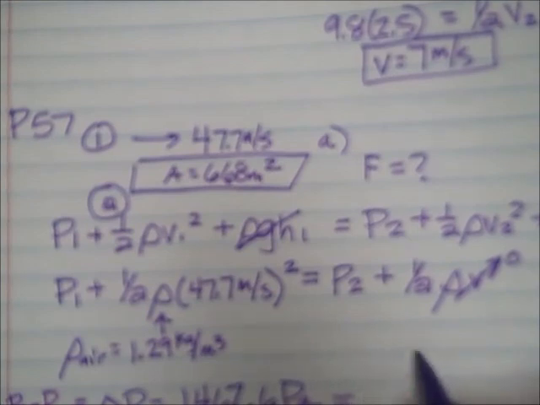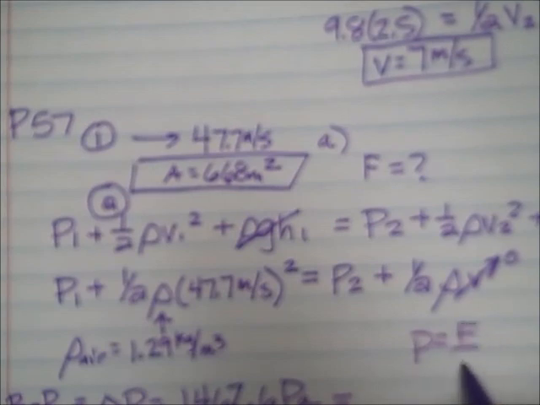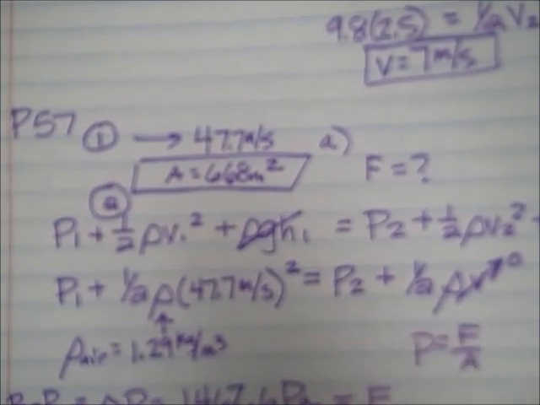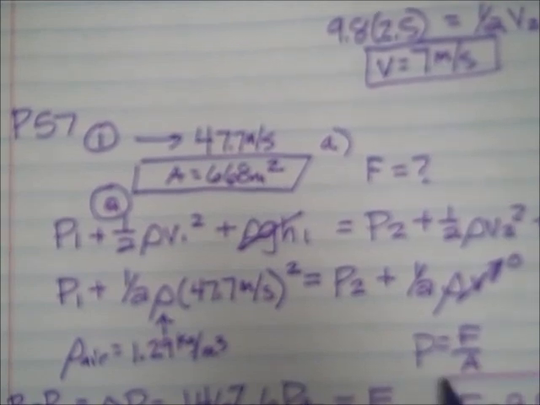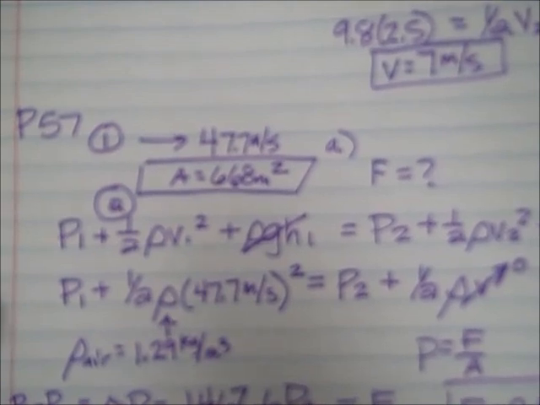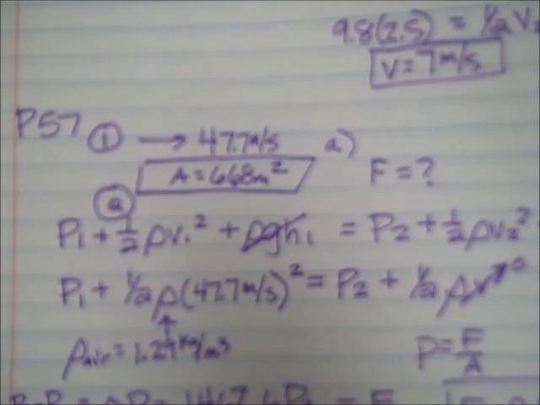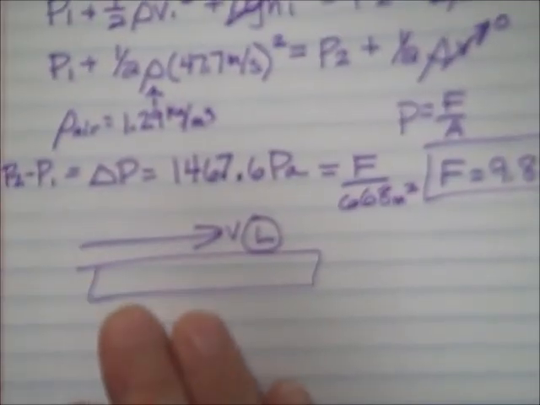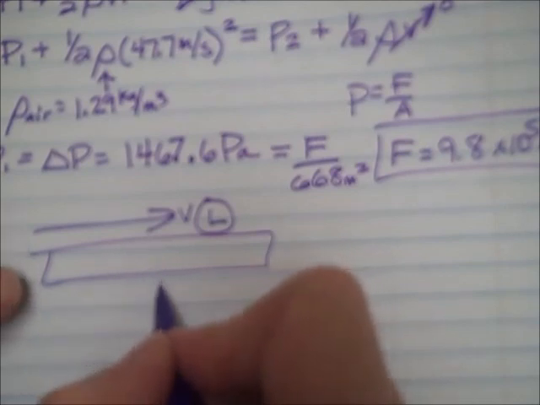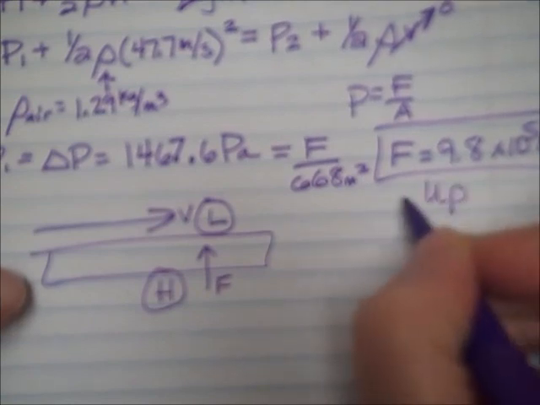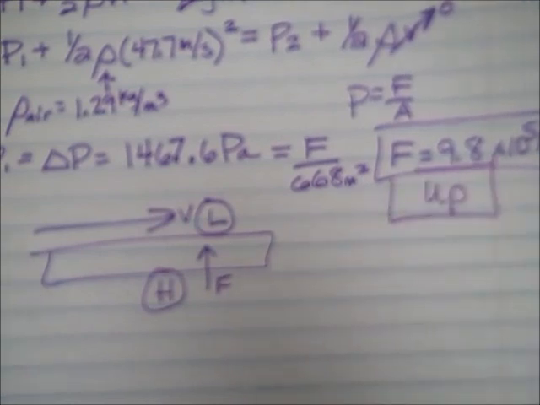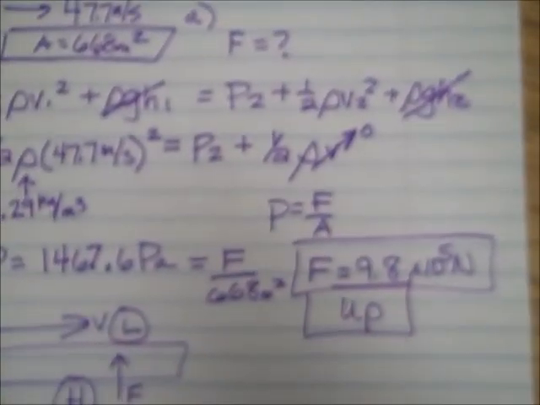If I set that using pressure as force per area, and I know the area is 668 meters squared, I was able to find the force to be 9.8 times 10 to the 5th newtons of force. Now what direction would that be moving? The faster moving fluid creates a low pressure region. So the stationary fluid would create a high pressure region, and the force would always go from the high to the lower pressure. So this would be upwards because the faster moving fluid is moving over the top of that.